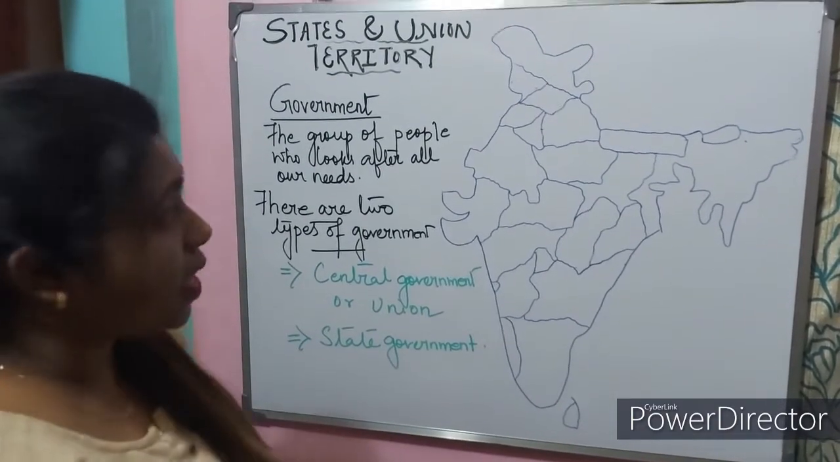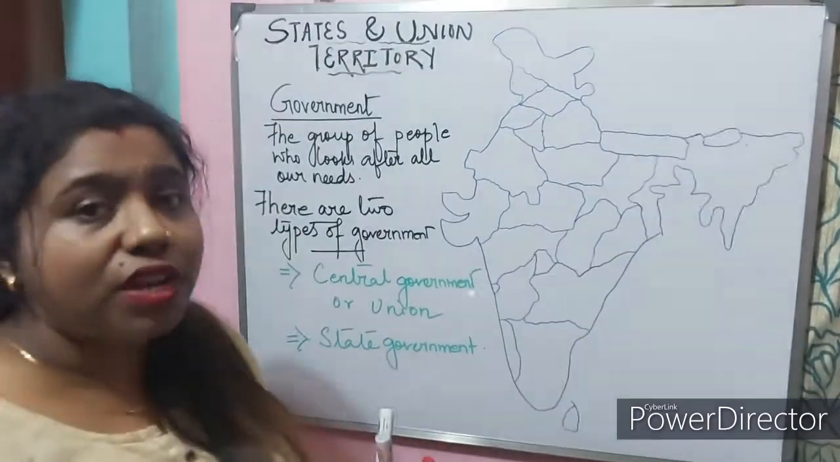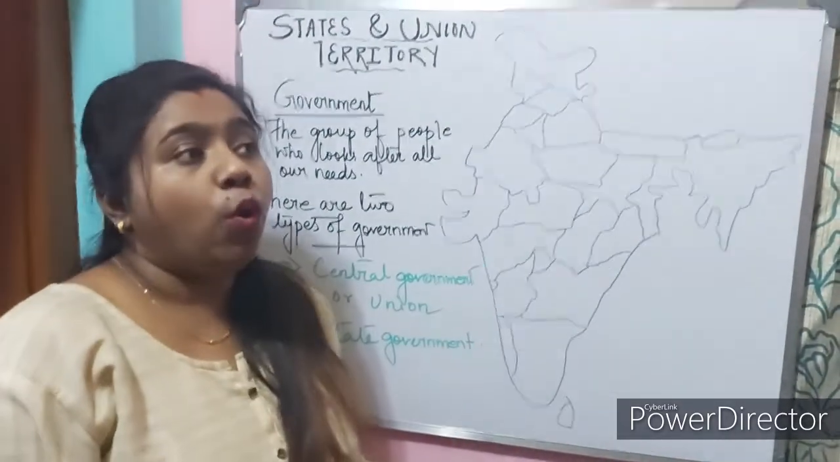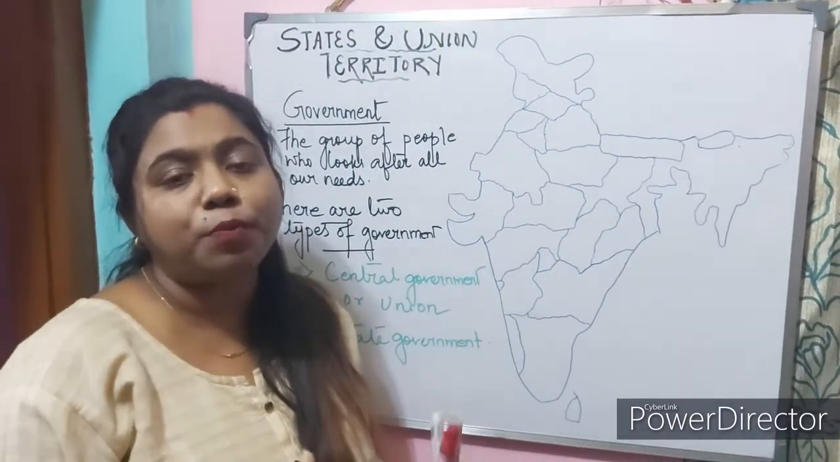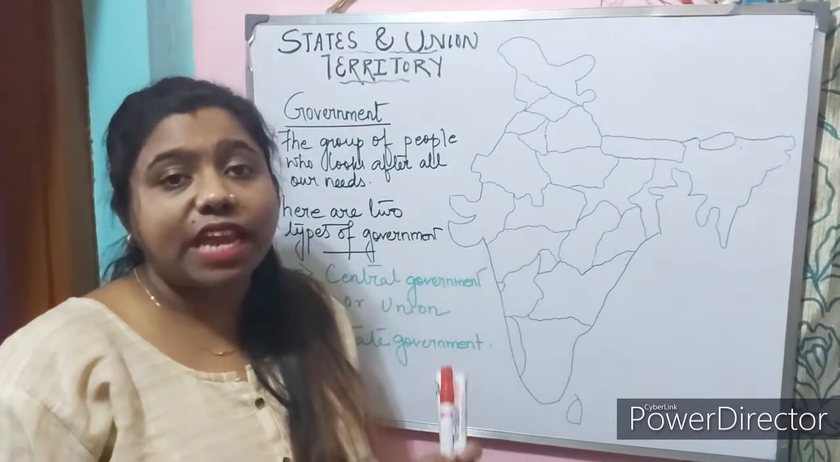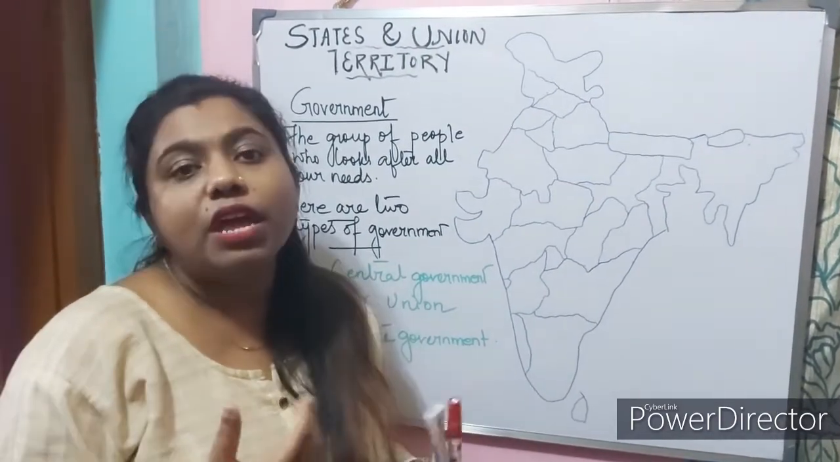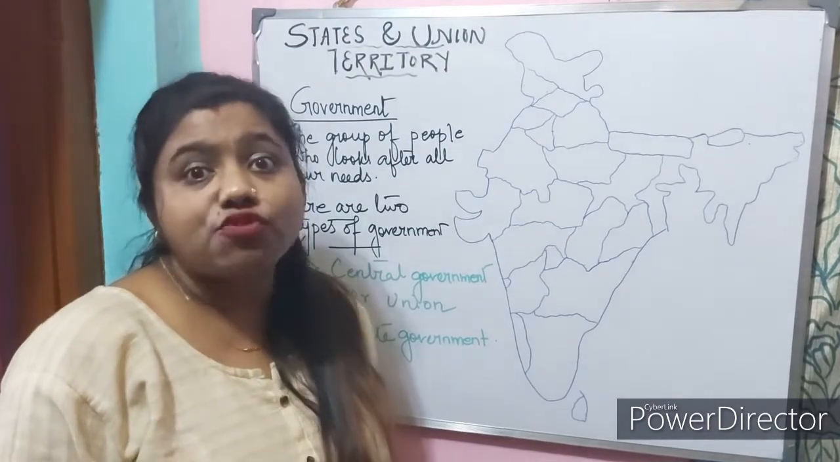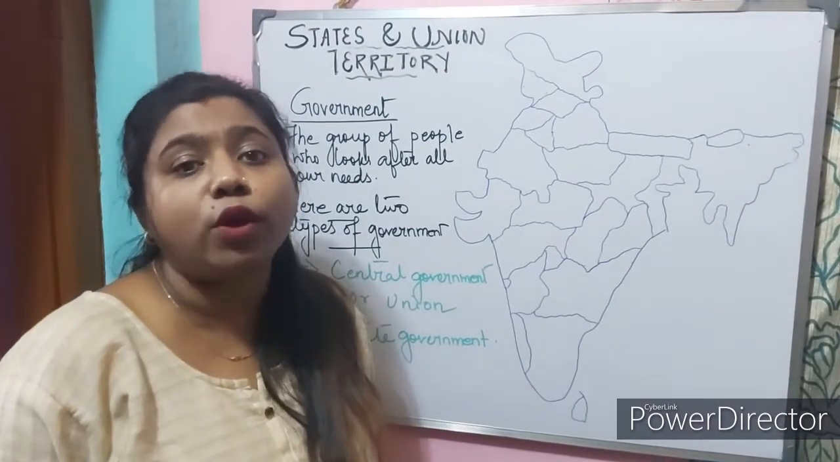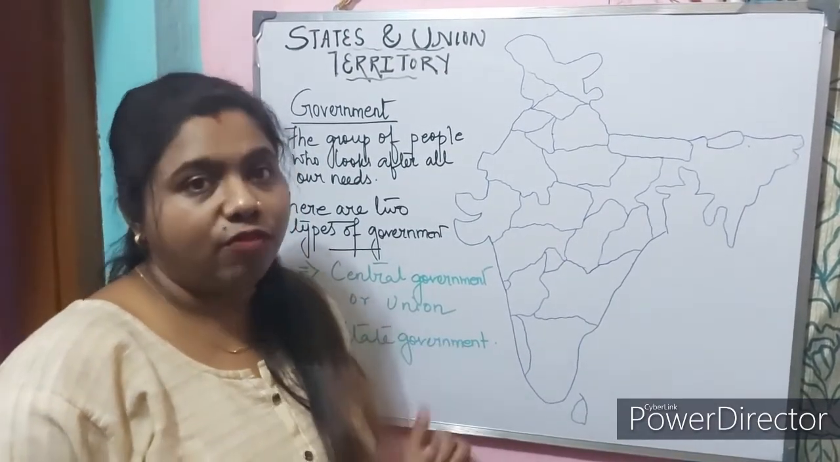Now, the government decides where to build a road, where to build a park or a stadium, or they look after railways, running of buses, trams, everything. Looked after by whom? Looked after by the government.